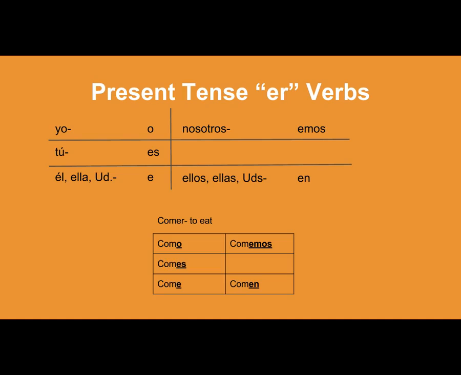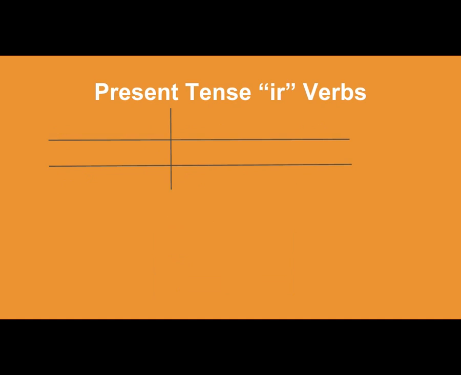The last type of verb in Spanish is an IR verb, and again, the IR is taken off and new endings are added. The IR verb endings are very similar to the ER endings except for one form. O, es, e, imos, and en. Notice the nosotros form, imos, is different. The ER verbs are EMOS and the IR verbs are IMOS.